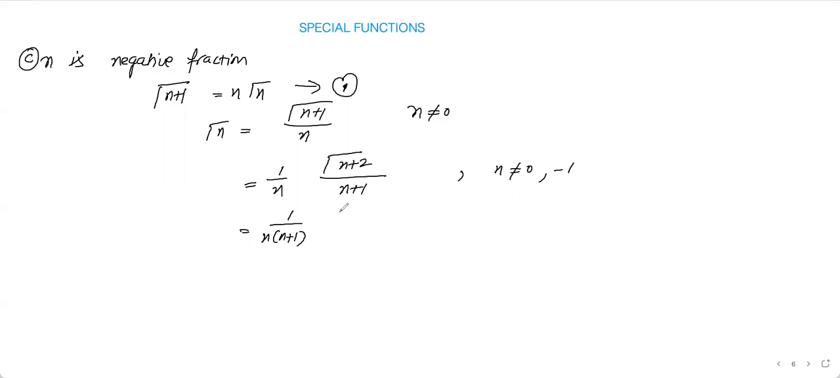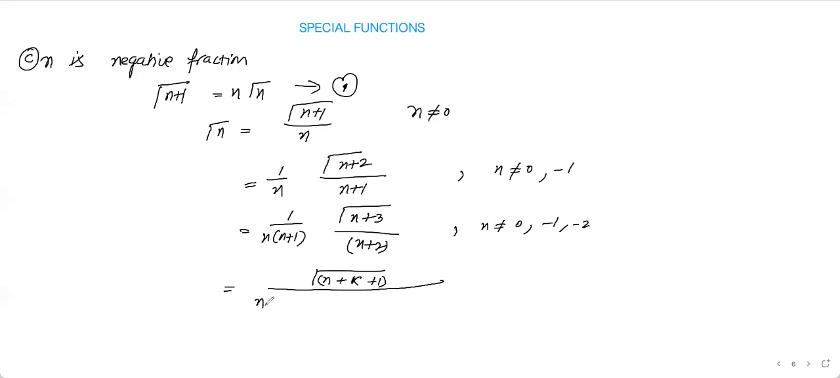Now for this, gamma n plus 2 becomes gamma n plus 3 by n plus 2, where n is not equal to 0, minus 1 and minus 2, right? And this would further move on to gamma n plus k plus 1, divided by n into n plus 1, n plus 2, up to n plus k. Let us keep this as equation 2. This is gamma n.